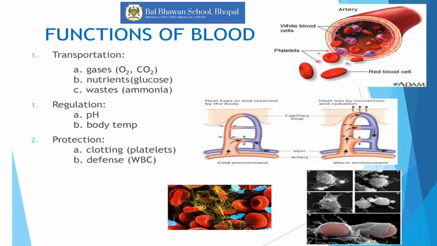Third major function is protection. Now, how does blood help in protection? First of all, it helps in clotting, and the part which is responsible for this is the platelets. Second, it helps in fighting against any infection, and that function is performed by WBCs.